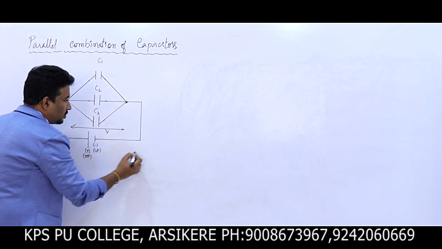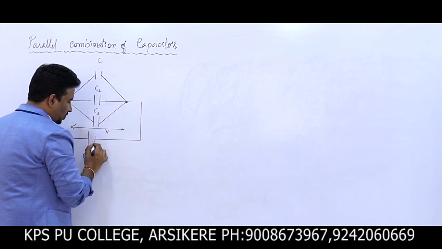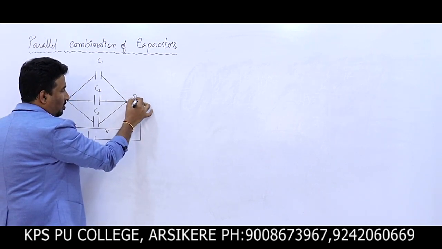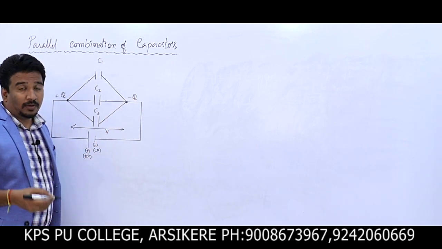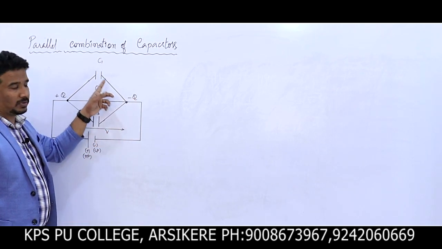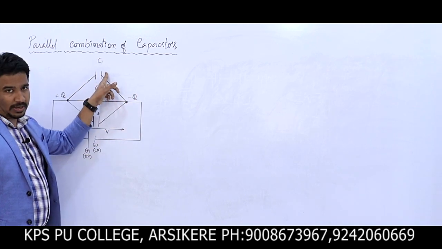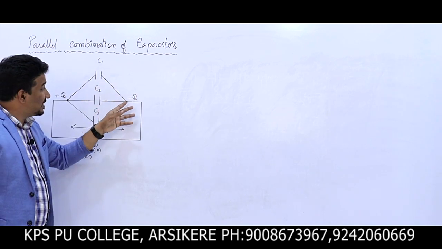So from the negative terminal negative charges will be given towards this side. Here we have a charge minus Q. Will the same charge go here? Will the entire Q go to capacitor 1? No sir. It has 3 routes.